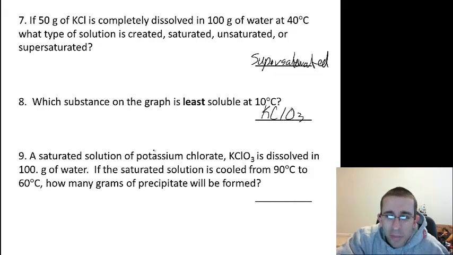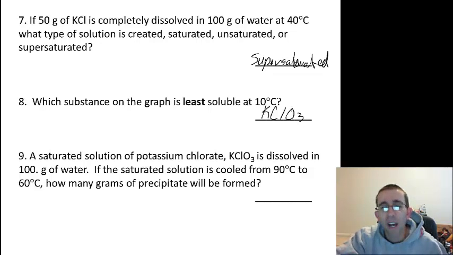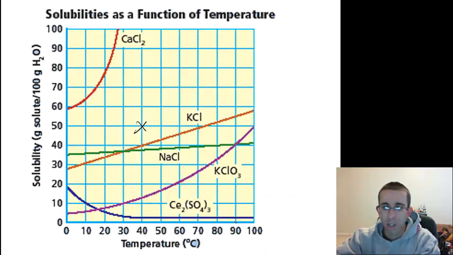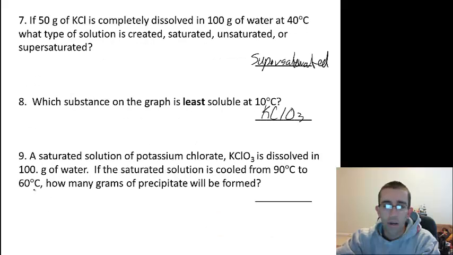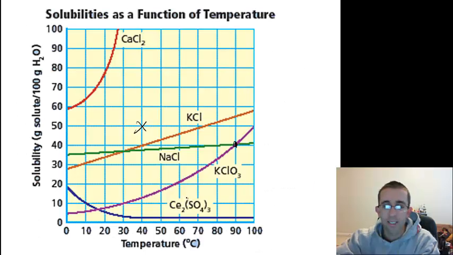All right, a saturated solution of potassium chloride is dissolved in 100 grams of water. If a saturated solution is cooled from 90 degrees Celsius to 60, how many grams of precipitate is formed? All right, let's talk about this question. Let's go find 90 degrees Celsius for KClO3. It's right here. That looks like 40 grams to me. So for this point right here, we can dissolve 40 grams. All right, let's go find 60 degrees Celsius. At 60 degrees Celsius, that's about, we'll say 22 grams.